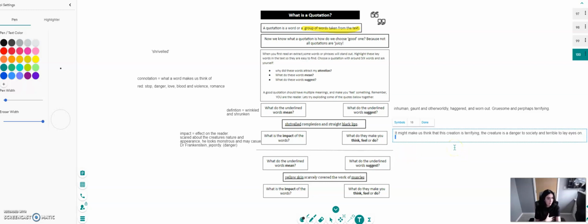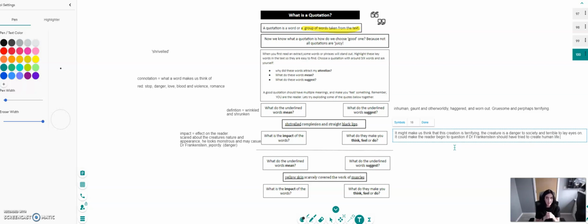In terms of what it makes us do, it could make the reader begin to question if Dr. Frankenstein should have looked into this. Should Dr. Frankenstein have tried to create human life? Fantastic.